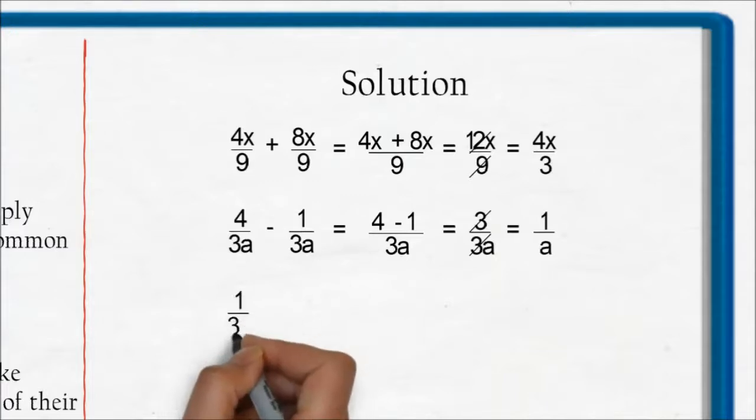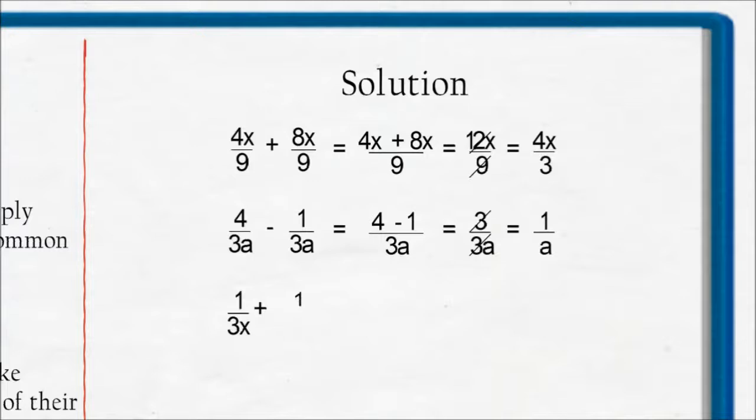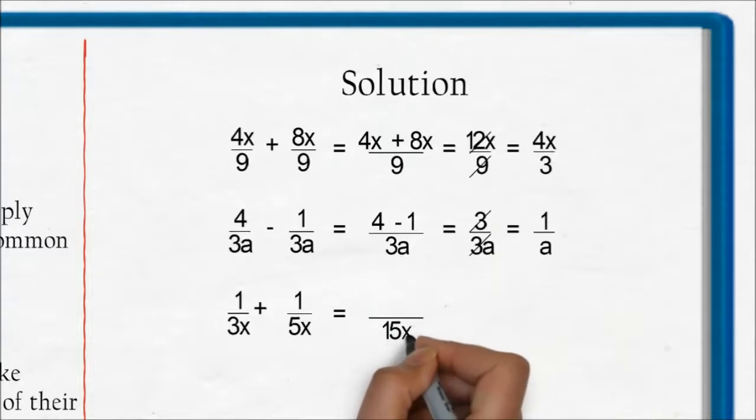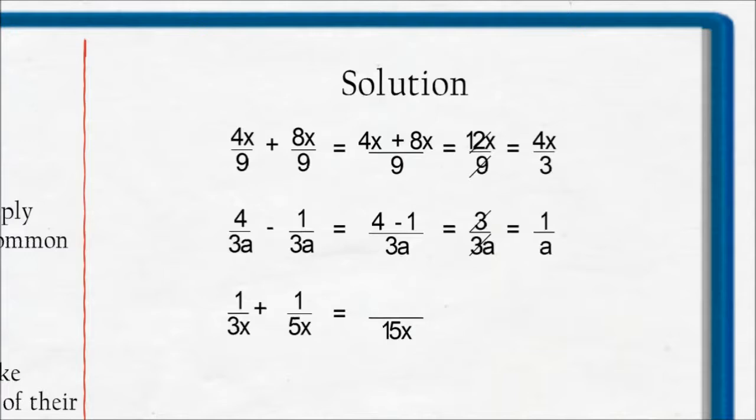Alright, so in number 3, we have 1 over 3x plus 1 over 5x. Now in this case, their denominators are different. So we'll find the LCM of 3x and 5x. Alright, so the LCM of 3x and 5x will be 15x. Then we divide 15x by 3x. That will give us 5.